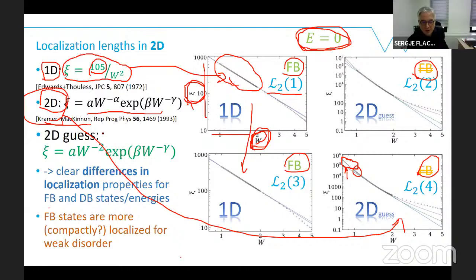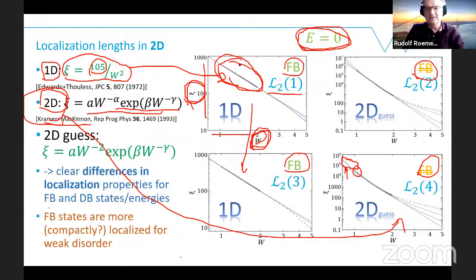Wait. So in 2D, you would expect exponential growth at small W, as you said before. So that's the exponential growth here, right? Yes, but that's not what you show in this plot, right? In this plot, I'm just showing you the data. And the data on the double logarithmic plot for low disorder is a straight line. So it's not exponential. Yeah, it's not. But it's only a straight line at these flat band guys, so for L21 and the energies. I understand. But it's not a straight line for these guys.